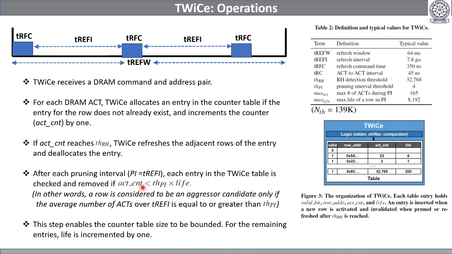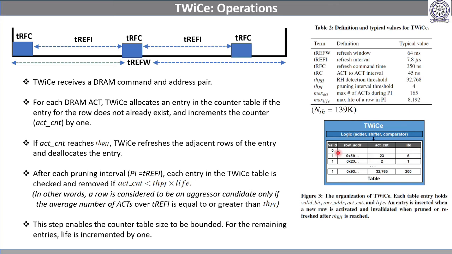See, they'll multiply these two values: 4 into this, 4 into this. This is the threshold PI. So they'll multiply 4 with this, 6 into 4, that is 24. If this count is less than 6 into 4, that means there is no chance that this row will become an aggressor row. So they can remove this row from this table.